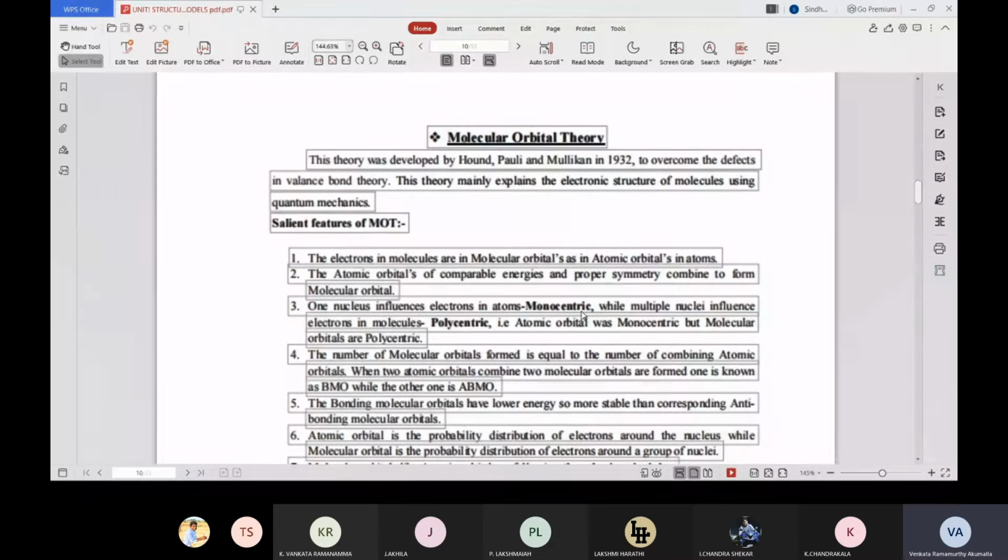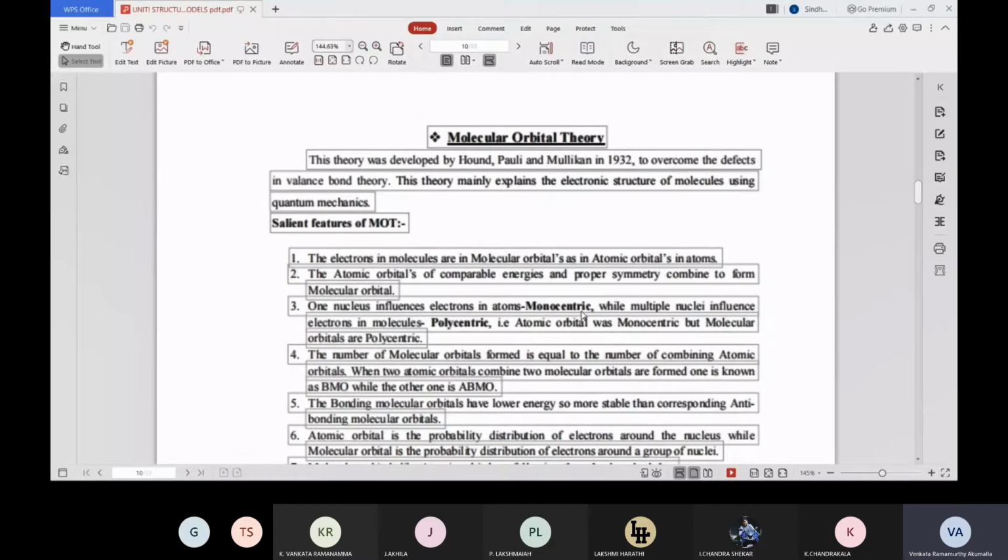Then, one nucleus influences electrons in atoms, so atomic orbitals are monocentric, while multiple nuclei influence electrons in molecules, so molecular orbitals are polycentric. This point is very important. You know it? Atomic orbitals are monocentric and molecular orbitals are polycentric. That is a good point.